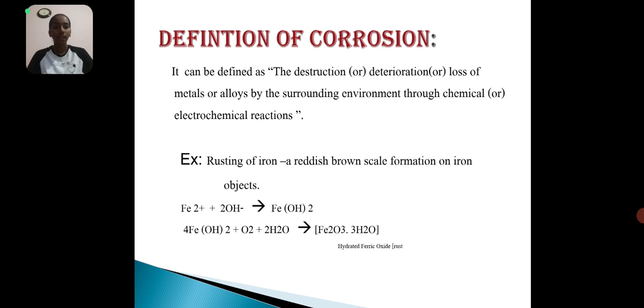Corrosion can be defined as the destruction or deterioration or loss of metals or alloys by the surrounding environment through chemical or electrochemical reactions. Example, rusting of iron, a reddish brown scale formation on iron objects. The reaction is when iron combines with two hydroxide ions gives ferric hydroxide. Further, ferric hydroxide combines with oxygen and water which gives hydrated ferric oxide, that is the formation of rust.